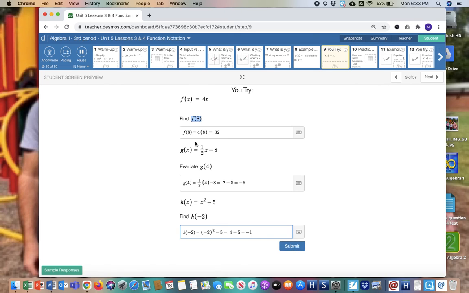So this is how we go ahead and do an f of x problem, and what we're talking about in terms of input and output. Hope this helps.